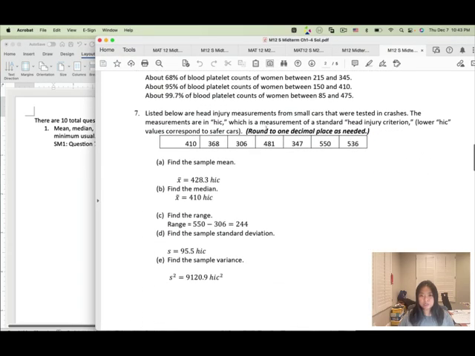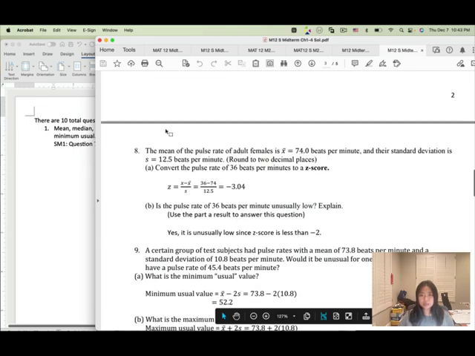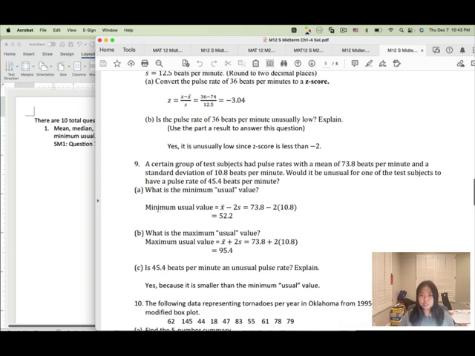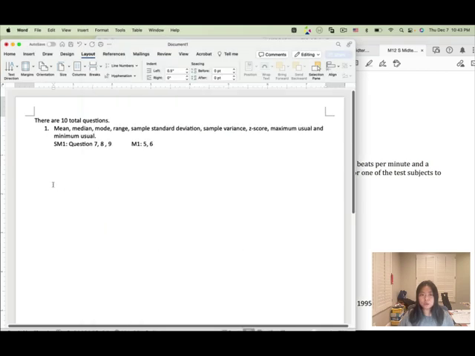For number 7, they're going to give you the data. You need to know how to find the sample mean, median, range, sample standard deviation, and sample variance. Show all your work to get the full credit. For number 8, you need to know how to find the z-score, and what unusually low and unusually high mean. For number 9, remember the formula, and find the minimum usual value and the maximum usual value. That will be your question 1 on your final exam.